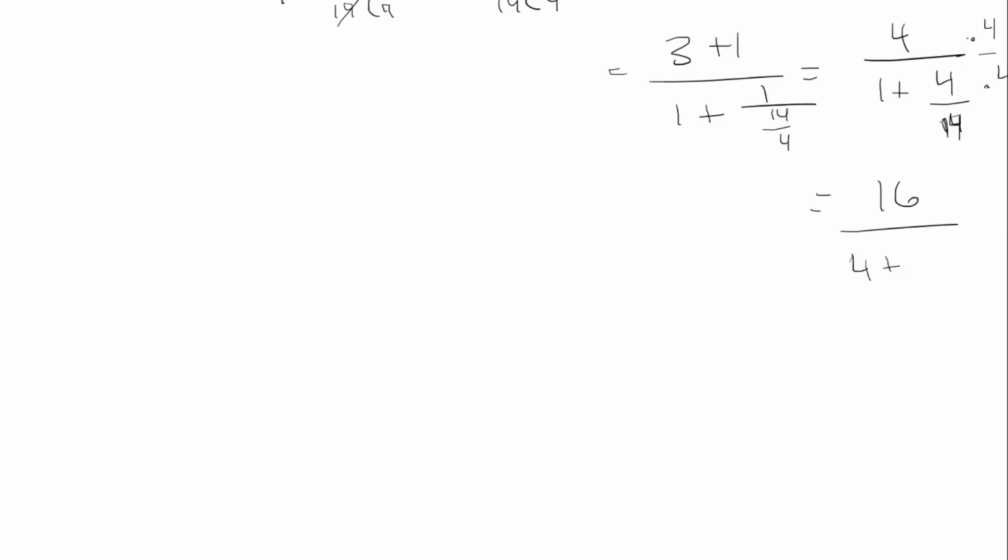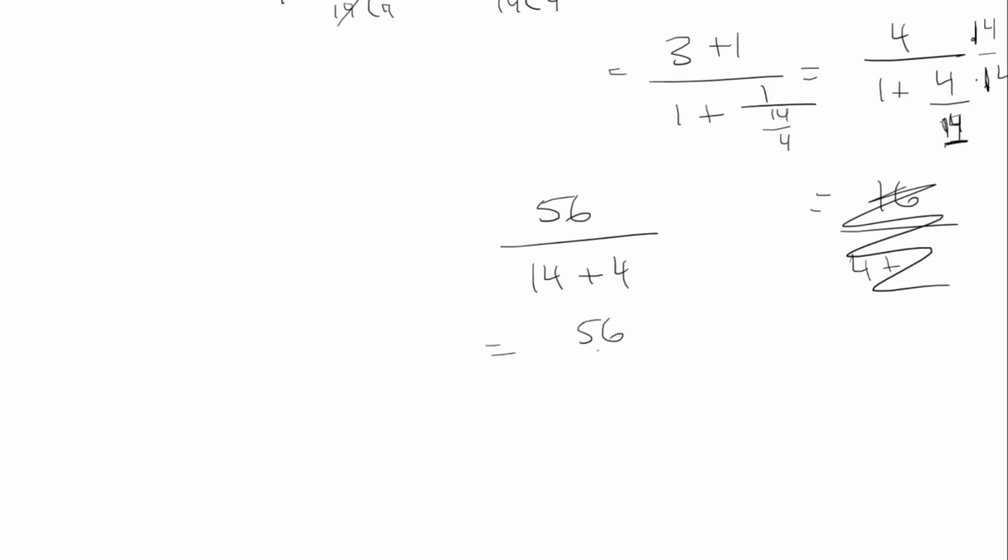Sorry, we have to multiply by 14, not 4, because that's this guy. So we'll have 4 times 14 is 56, over 1 times 14, plus 4, which is 56 over 18. Simplify that, we get 28 over 9. And this is our final answer.